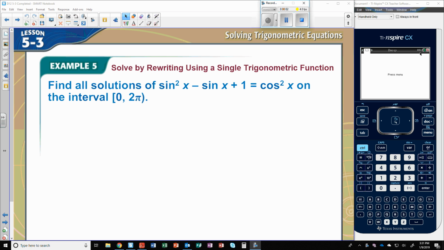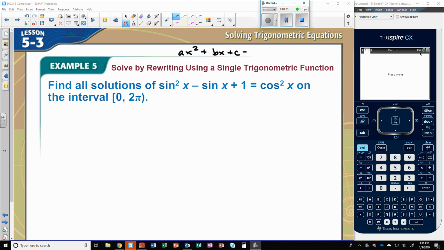Example 5. Find all solutions of sine squared x minus sine x plus 1 equals cosine squared x on the interval from 0 to 2 pi. Now first, when I look at this, I notice this is in the form of a quadratic in the sense that it's three terms and the powers are decreasing. Sine squared, sine to the first, and then no power whatsoever. It's in the old form of ax squared plus bx plus c.